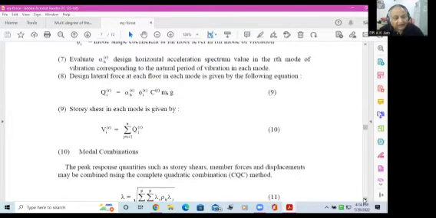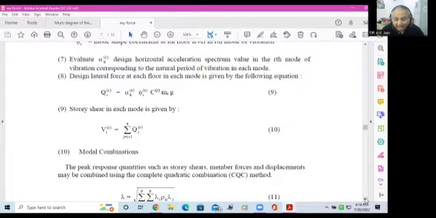So you calculate the design lateral force at each floor in each mode by the following equation number 9. Okay, and this equation number 9 is the same as given in the earthquake code 1893 part 1. Again, this is based on the sound principles of dynamics of structures. It has been derived there in my book. Then we can calculate the story shear in each mode by this formula. Again, this formula is also given in the code.